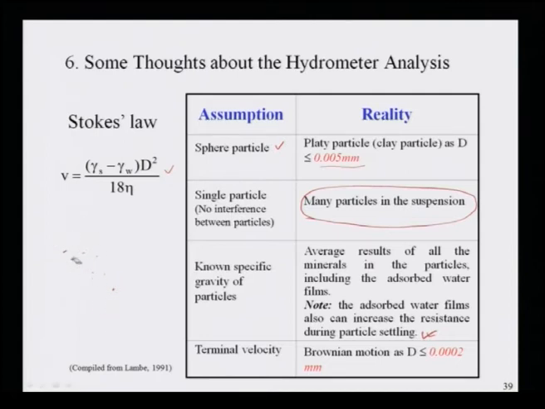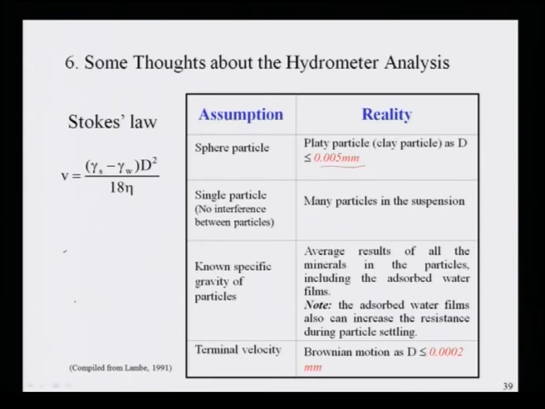These have been taken from Lambe, 1991. It basically says what the assumption is and what the reality is. If you look at the assumptions, assumption one is that your particle is a sphere and should behave like a single particle, and the specific gravity of the particle is known, then there is a terminal velocity. In actual reality, it is not a spherical particle, and it is not a single particle inside the soil.